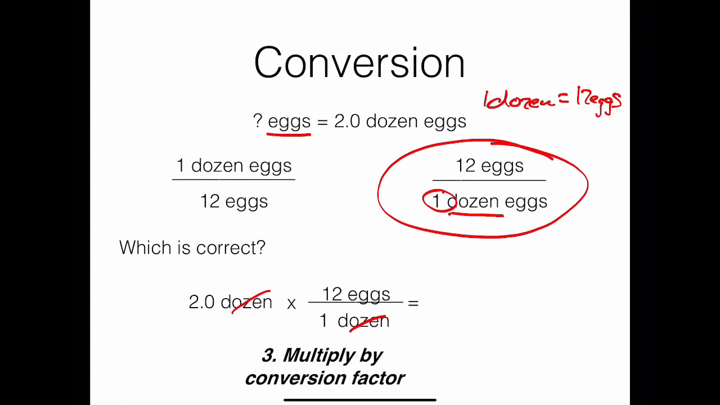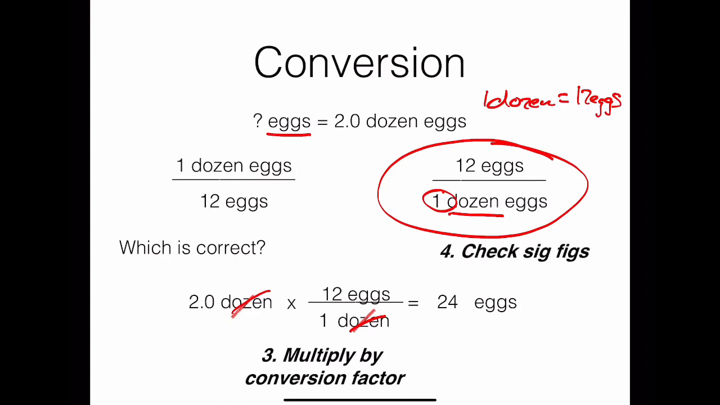So when I do this math, I'm going to look at it as multiplying across the top and dividing by the bottom. So we know that 2 times 12 is 24. So those dozen units do cancel. And finally, we have to remember that we have to put our unit on the end of our answer. Numbers mean nothing without their units in a problem like this. So therefore, our final unit is eggs.